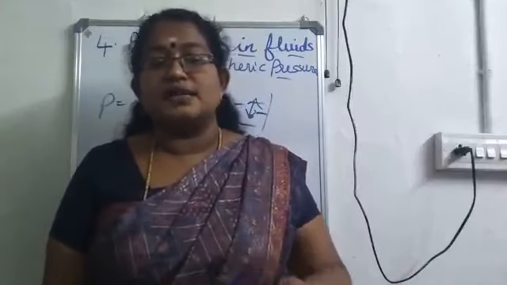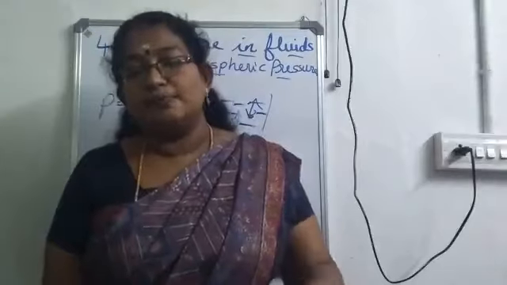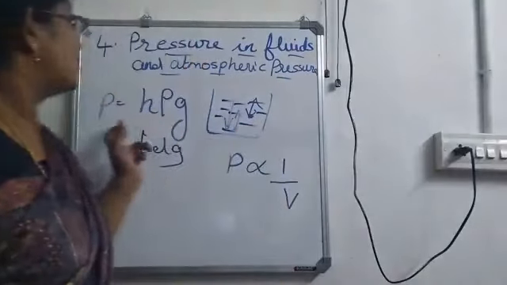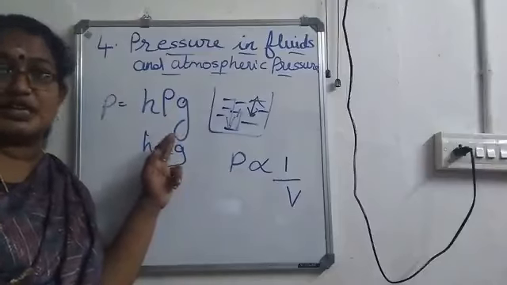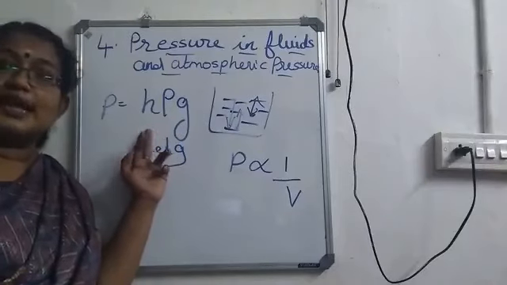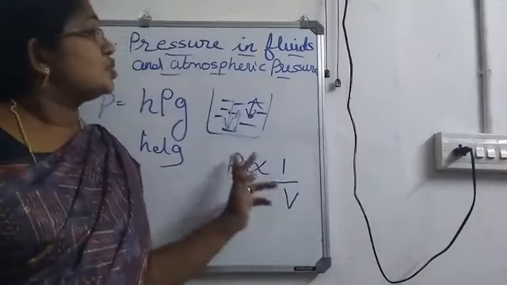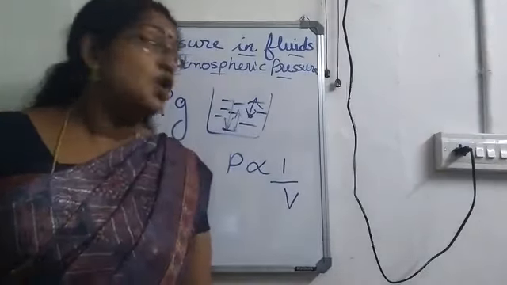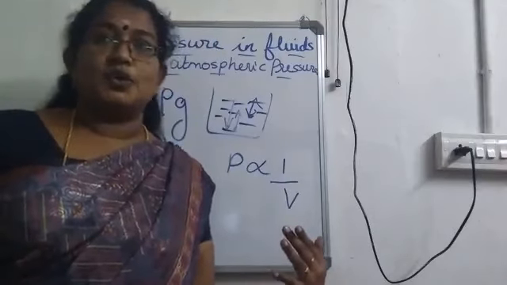The reason is when the bubble is coming up, the depth decreases. When the depth decreases, naturally pressure also decreases, because our equation is P equal to H rho G, where H stands for the depth or height. Then according to Boyle's law, pressure is inversely proportional to volume. So when pressure decreases, what happens to the volume?